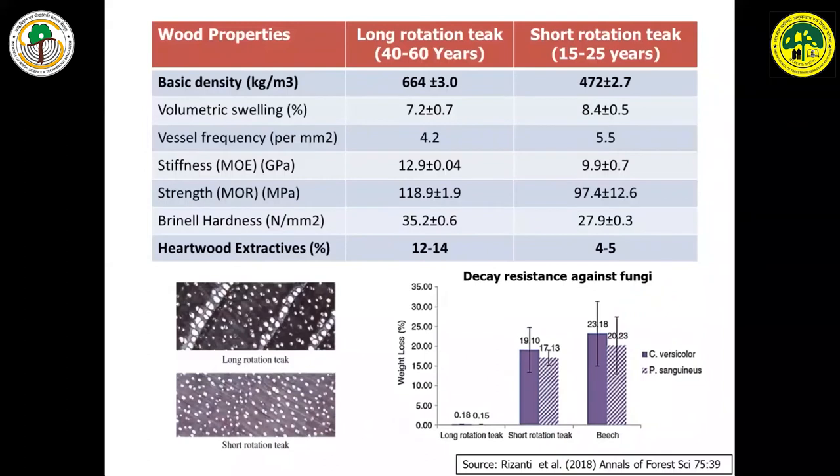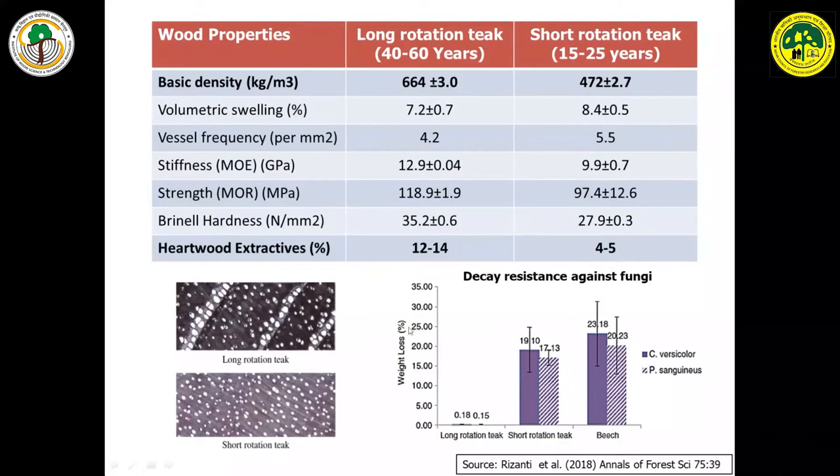So here I have given just an example of long rotation teak and short rotation teak. Long rotation teak, 40 to 60 years, is compared on different properties with short rotation teak, 15 to 25 years. We can see the basic density of the long rotation teak is quite high compared to short rotation teak. But other properties are also high in long rotation teak. But here the last row is heartwood extractives. In long rotation teak, the heartwood extractive which gives the durability and color to the teak is quite high compared to short rotation teak, which is 4 to 5% only, while in long rotation teak it is 12 to 14%.